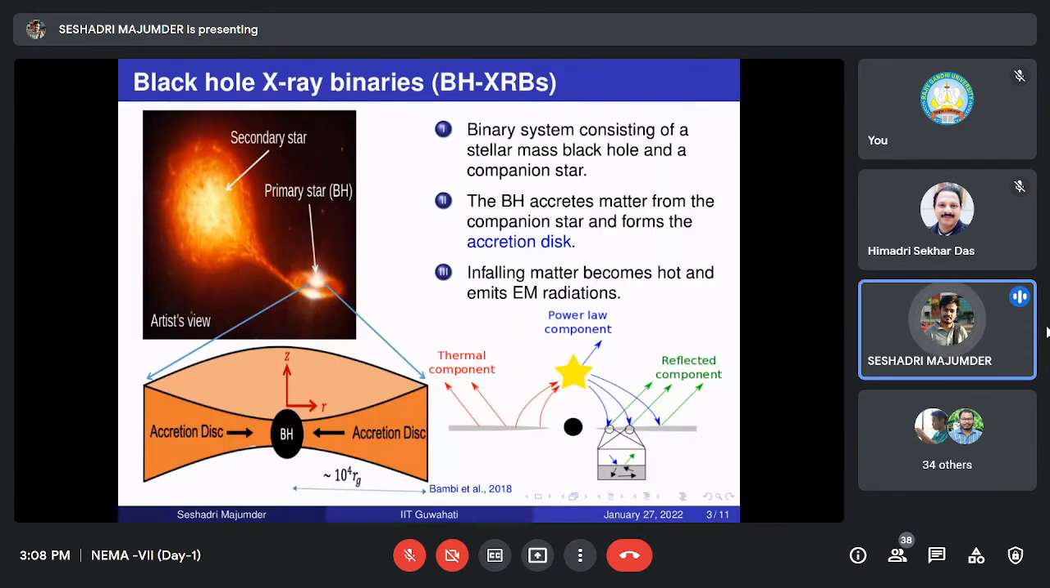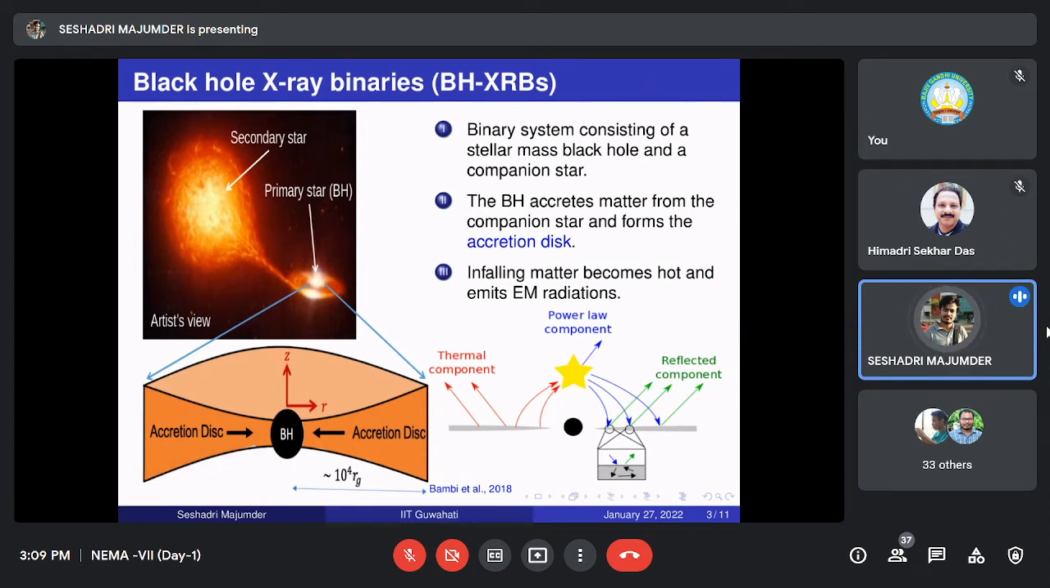So first, the black hole X-ray binaries. In a black hole X-ray binary system, the central black hole accretes matter from its companion star and forms a disk-like structure, what we call the accretion disk. Due to the presence of various viscous effects, the infalling matter becomes very hot, and essentially it emits electromagnetic radiation. For black hole binary systems, the radiation is mostly in the X-ray waveband.